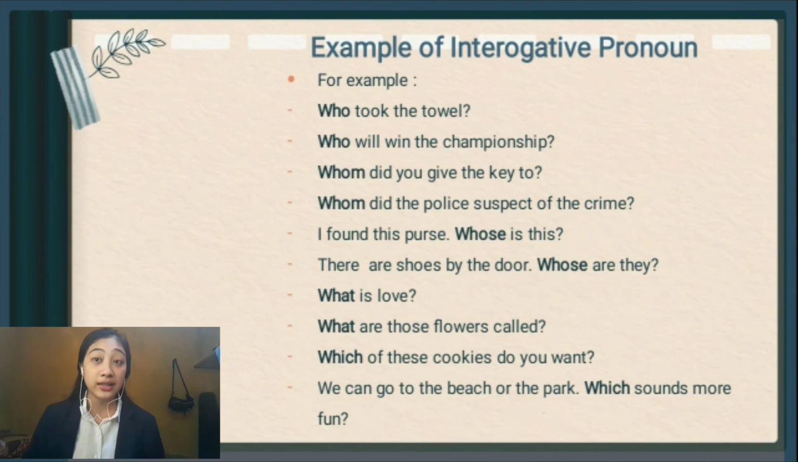For example sentences: who took the towel? Who will win the championship? Whom did you give the key to? And I found this Porsche. Who is this? And what is love? And you can see other examples on the slide.